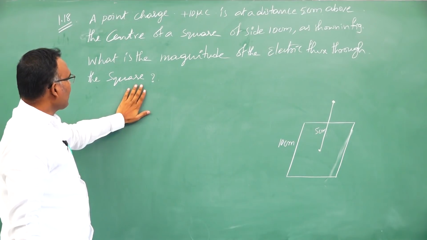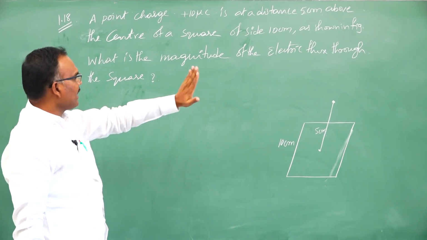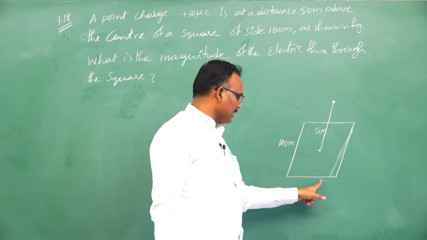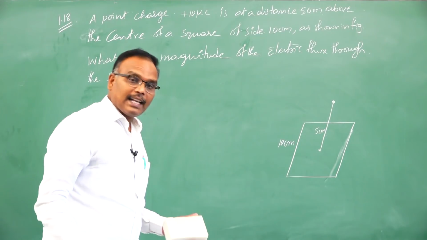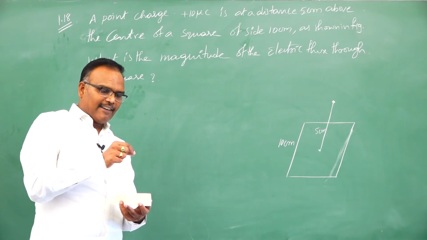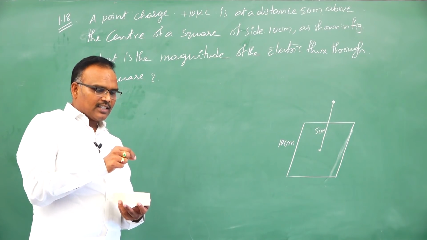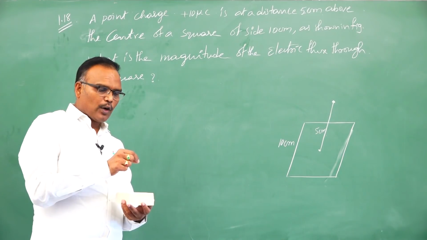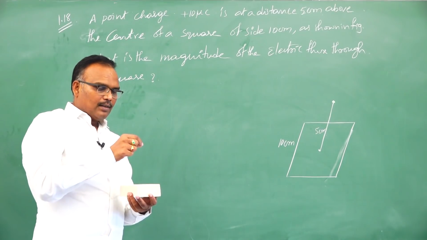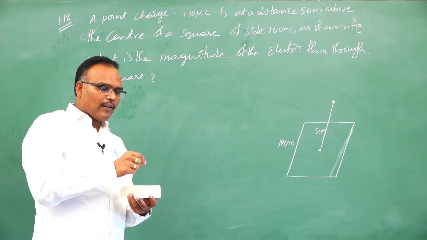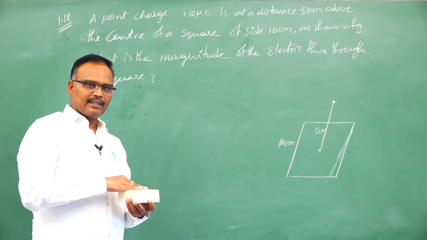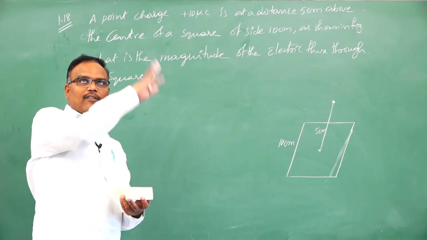This question you have to understand. What is the magnitude of electric flux through the square? They are asking what is the electric flux passing through this square. For example, imagine this is a square, and from its center the charge is somewhere here. So this charge, it's a point charge, produces a field in all directions, spherically. Okay, so very few electric field lines only pass through this square face. Rest will flow in space.